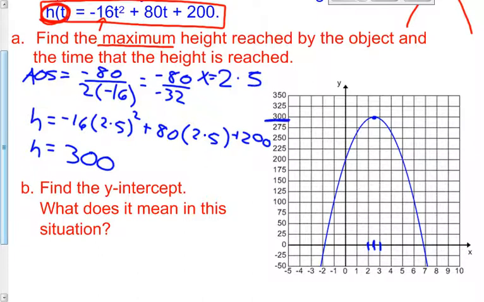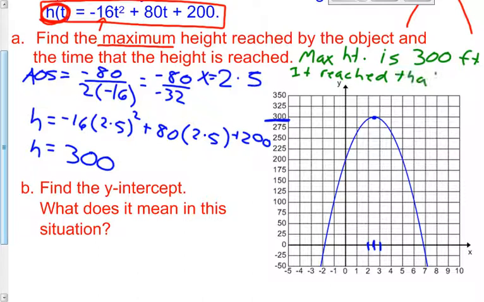So my answer, find the maximum height. The max height is 300 feet. And the time that the height is reached, it reached that height in 2.5 seconds. You know that because that is where the vertex is.